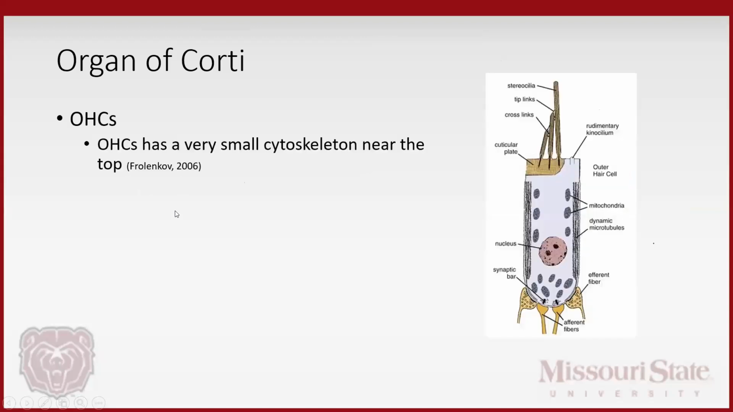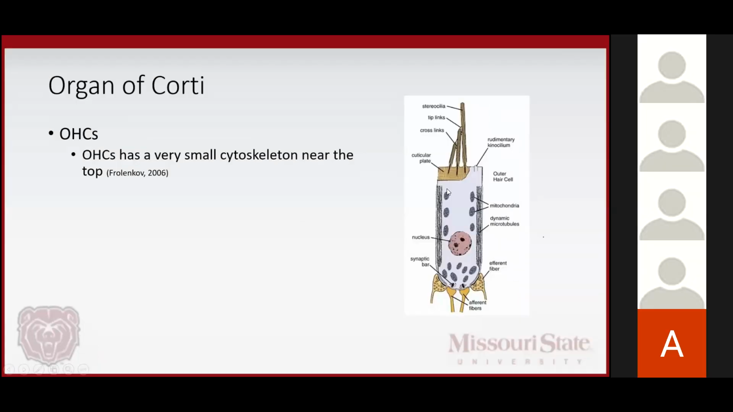Now, the structure of the outer hair cell is also very, very interesting. They're just a little bit different than other types of cells. Generally, every cell has a cytoskeleton that is there to maintain the shape of the cell. But for the outer hair cells, that cytoskeleton is smaller and it is more toward the top of the hair cell. And there is a pretty good reason for that, as we're going to talk about here in a little bit.